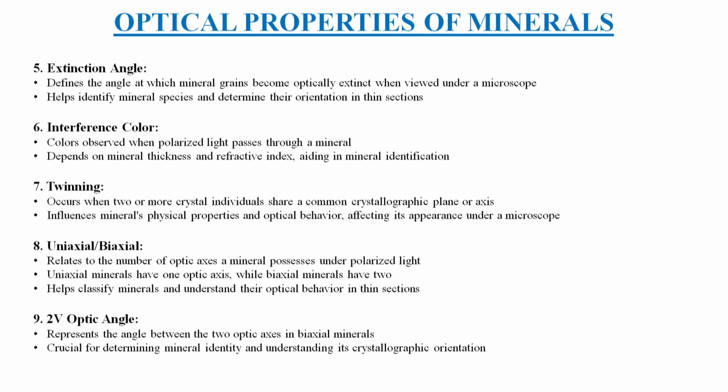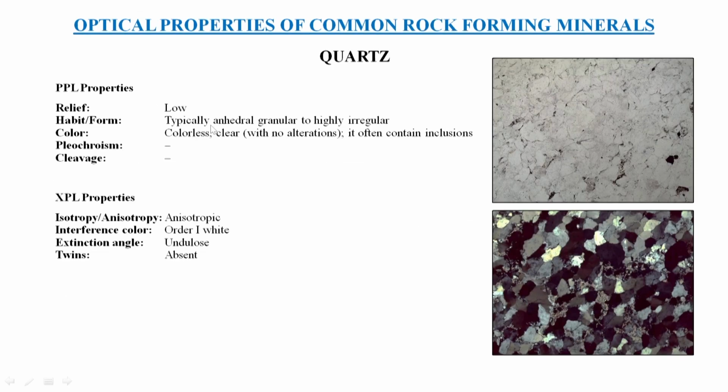Again, this requires an understanding of the relation with the crystallography, or the crystal structure, of a particular mineral. And the 2V optic angle is again a property exhibited by biaxial minerals. It is simply the angle between the two optic axes in a biaxial mineral, but we are not going into details of that.